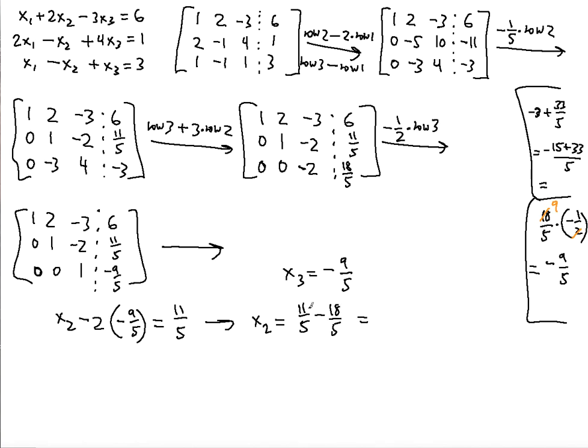So that is equal to, luckily the denominators are the same, so that's good. So 11 minus 18, that's going to be negative 7, so negative 7 over 5. That's the result for the second variable.